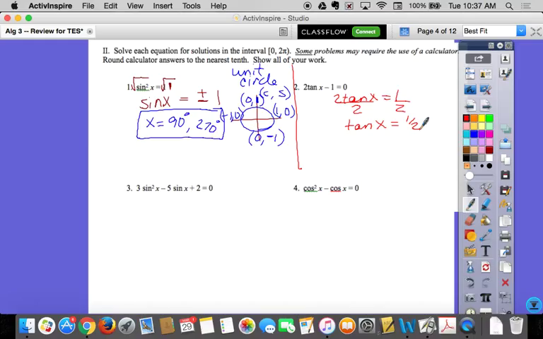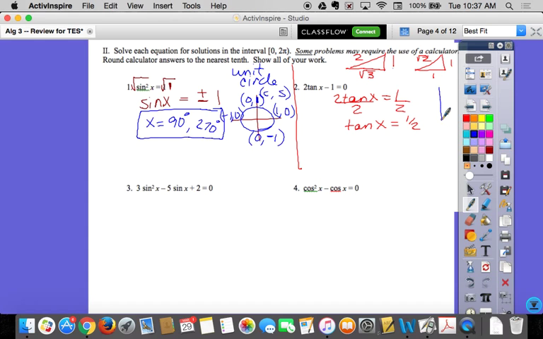But 1/2, you think about it with your special right triangles. There's no way to get tangent to be 1/2 with a special right triangle. Because if you think about a 30, 60, 90, tangent is opposite over adjacent, so we would have some kind of mixture of 1 and square root of 3. And for your other triangle, remember for a 45, you get 1, 1, square root of 2. So tangent of a 45 is always 1. So this right here is a calculator problem.